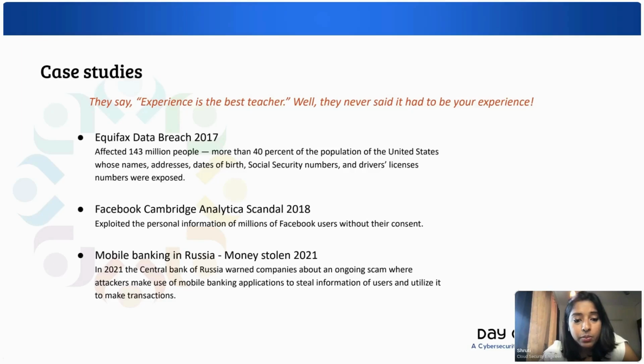The third one is the Facebook Cambridge Analytica scandal, where a data analytics firm exploited the personal information of millions of Facebook users without their consent. The firm accessed this data through a third-party app that collected information, exposing a total of 87 million users' data. So these are the major incidents which have happened in the past. I have a list of many, but due to time limits, we can only discuss a few of these.